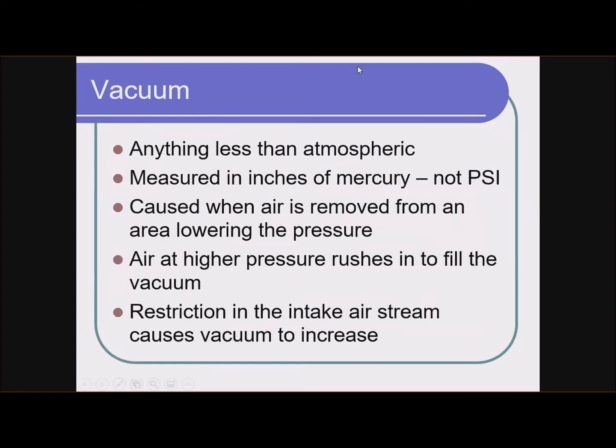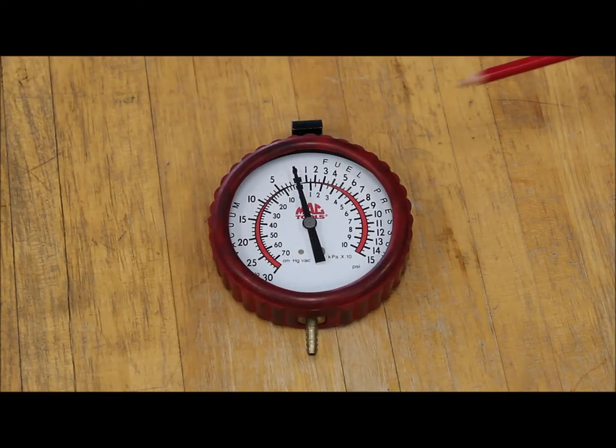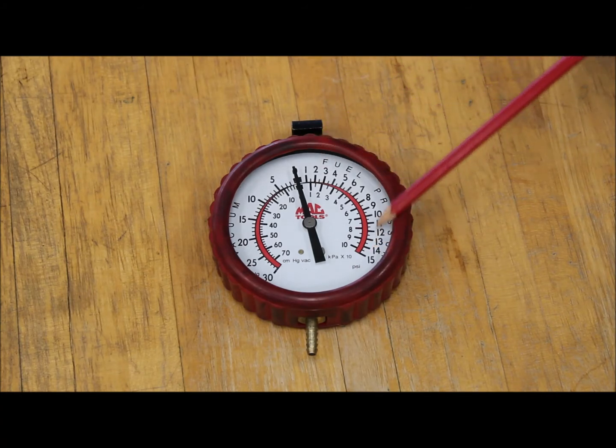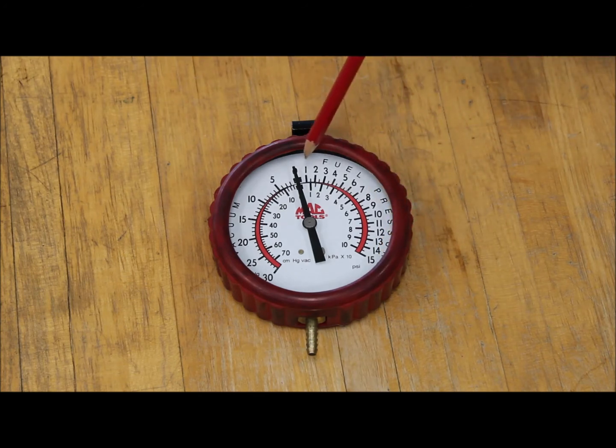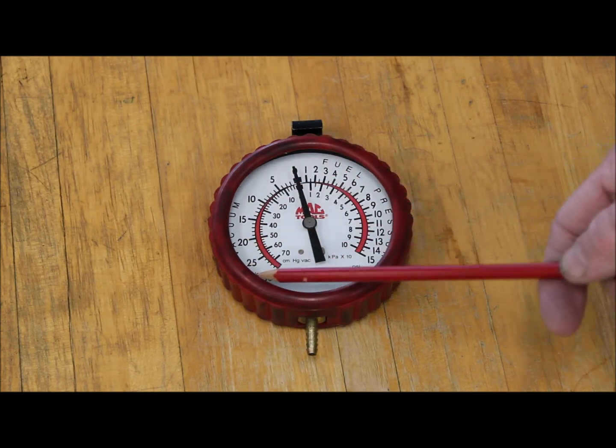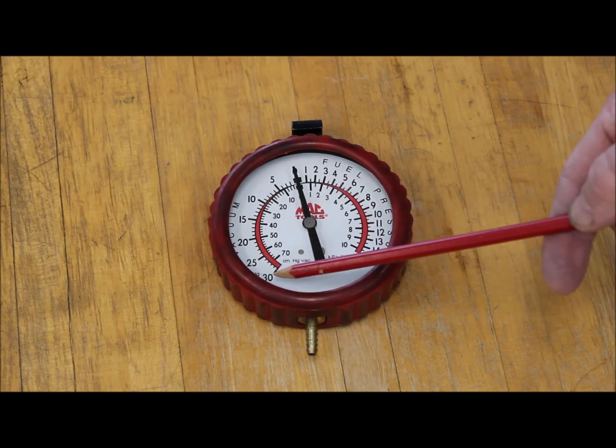So let me cut away now and go to a little picture of a vacuum gauge. Here we have a typical vacuum pressure gauge. Over on this side, clockwise, is pressure, and this outer ring is PSI. It goes from 0 up to 15 PSI. This was used for checking fuel pressure on old carbureted cars, where the pressure coming out of that mechanical pump was only a few pounds, maybe 5. And on this side over here is vacuum in inches of mercury, and it goes from 0 to 30 inches of mercury.